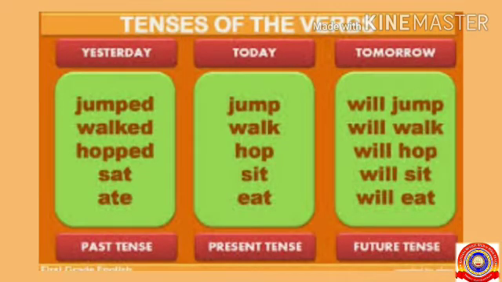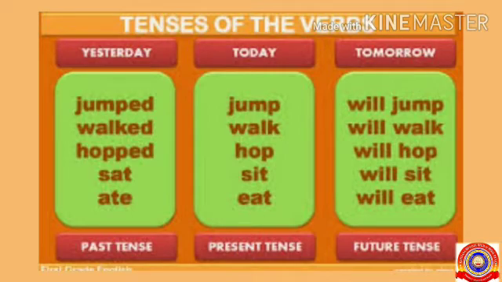Students, now let's know something about the tenses of the verbs. Actions that happened yesterday indicate past tense, actions that happen today indicate present tense, and actions going to happen tomorrow indicate future tense. Students, all of you look here. The verbs are categorized into three based on the tenses. Shall we read it one by one?